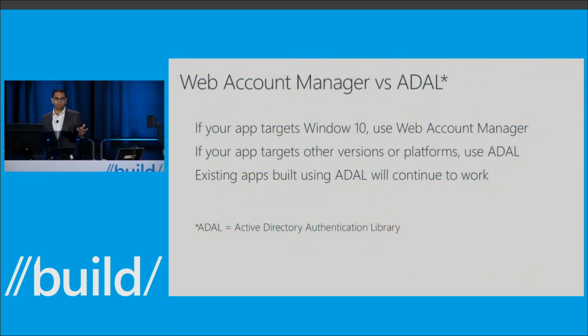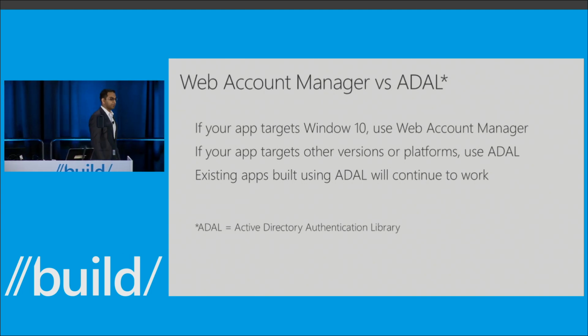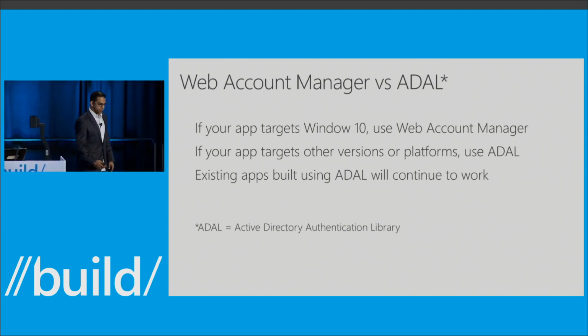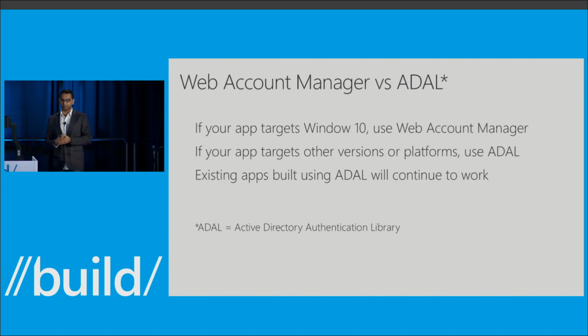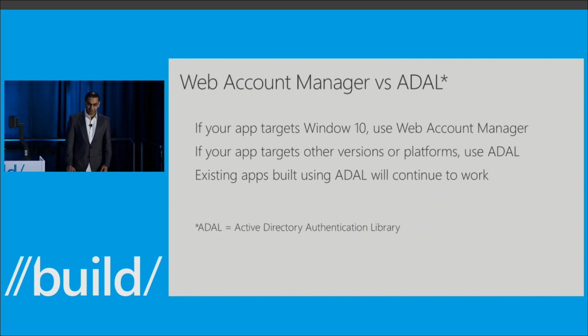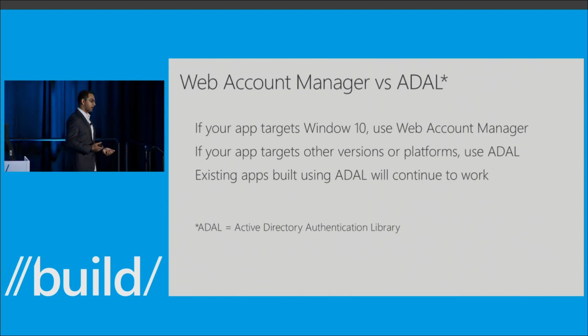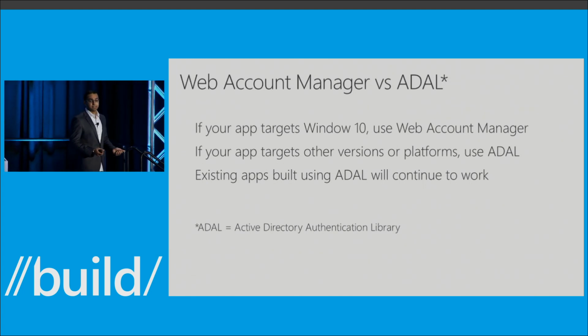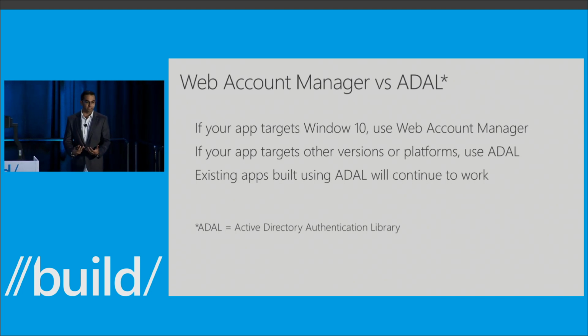Now, some of you might be thinking, so you've just told me how I can request tokens and target Azure Active Directory and get back those tokens, but what about the Active Directory Authentication Library that I've been using so far? I do want to make sure that I don't confuse you. So if your app targets Windows 10, you should use the Web Account Manager. This is the only way, as it stands, to leverage the logged-on user's identity and bootstrap your experiences based on how the user is using the device.